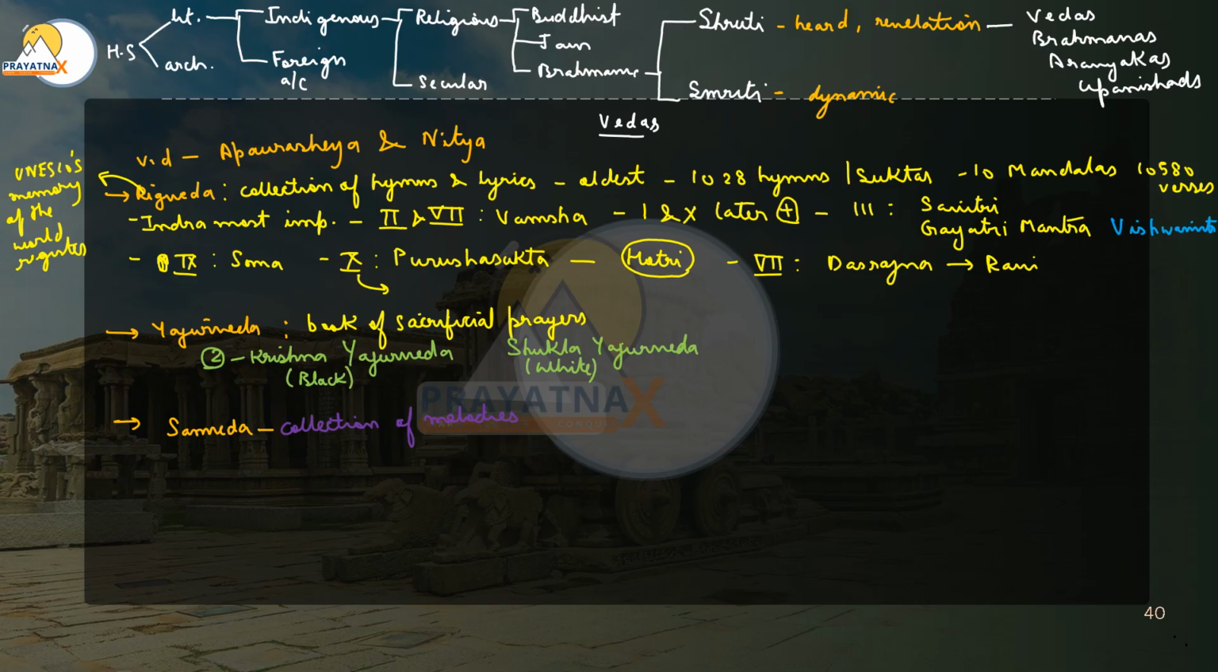Now it had verses arranged according to the musical notations. Now it was borrowed from Rigveda, and it is considered to be the root of Indian classical music and dance, the classical dance, and it contained two Upanishads, and its hymns were recited by Udgatri.